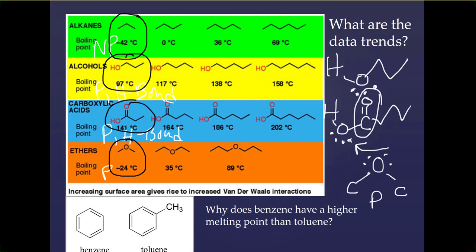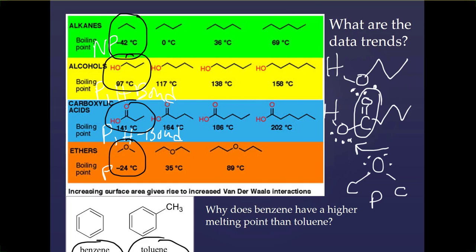All right, let's look at this bottom example. Why does benzene have higher melting point than toluene? They look very, very similar, but look at the difference in their boiling point. So benzene, or this is melting point that we're looking at this time. So melting point is around 5 degrees, and look at the melting point of this one. It's like negative 93 degrees. So what is going on there?